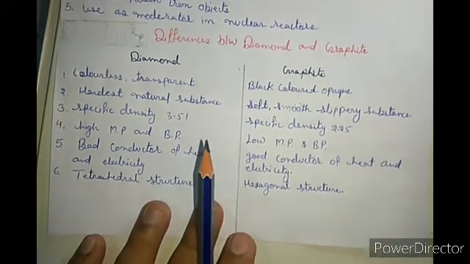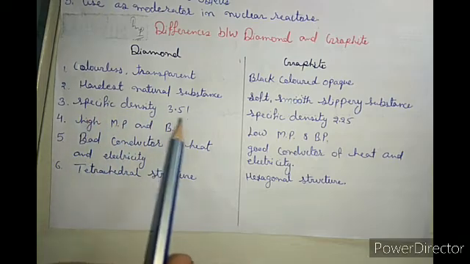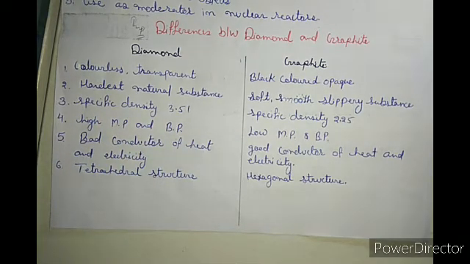Third point, specific density. Specific density or relative density means the density compared to some particular substance like water. The specific density of diamond is much higher than graphite. It is 3.51, while for graphite it is 2.25. Now the fourth is high melting and boiling point. As we discussed, diamond has high melting and boiling points, while graphite has low melting and boiling points as we compare with diamond.